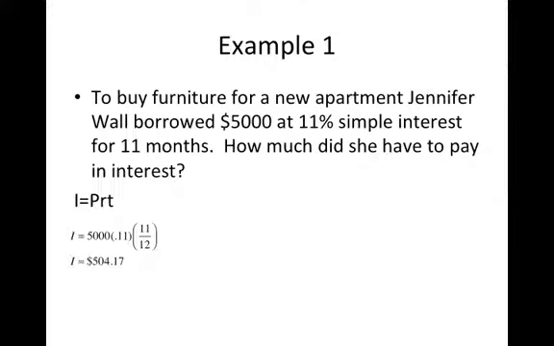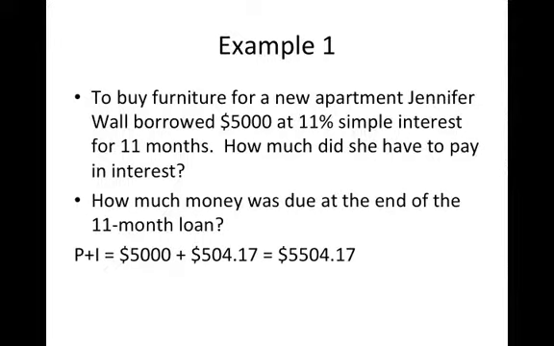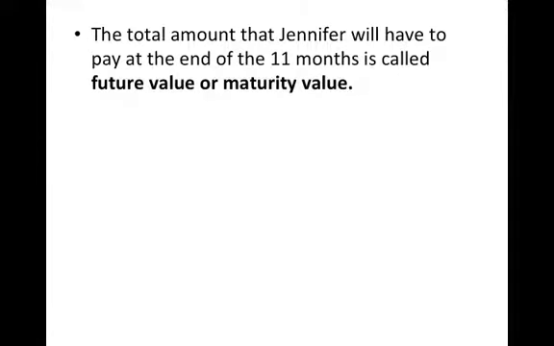Now, that's not the total amount she'll have to pay because she's got to pay back that initial $5,000. So how much money was due at the end of the 11-month loan? $5,000 because she borrowed that much, and then the interest. So you're going to add those two together. It's going to be principal plus interest. And so you get $5,000 plus $504.17, and you get $5,504.17.